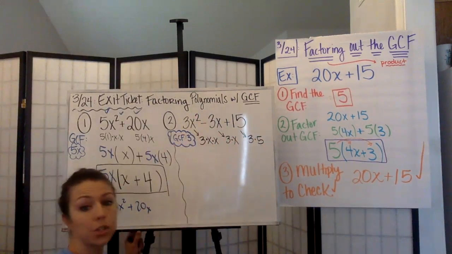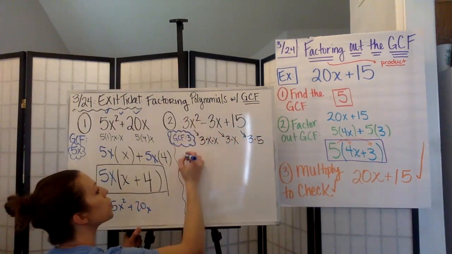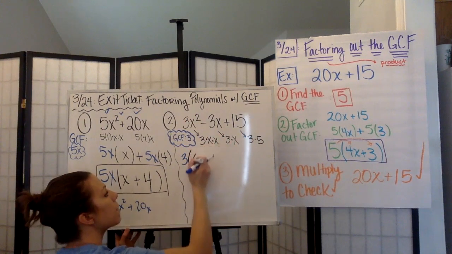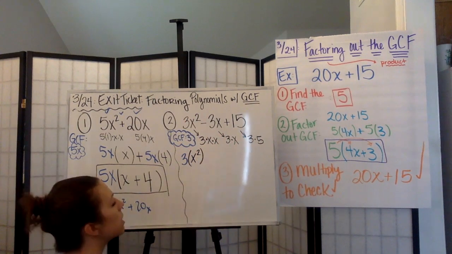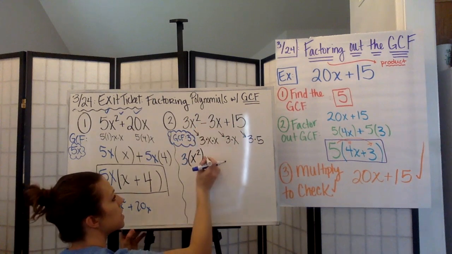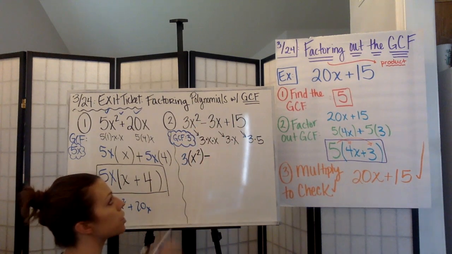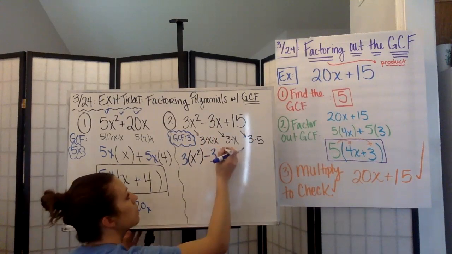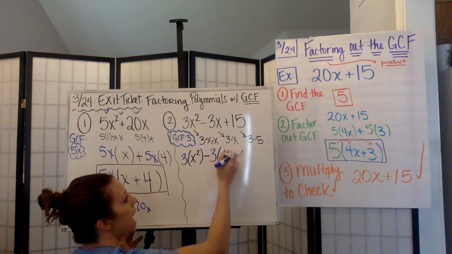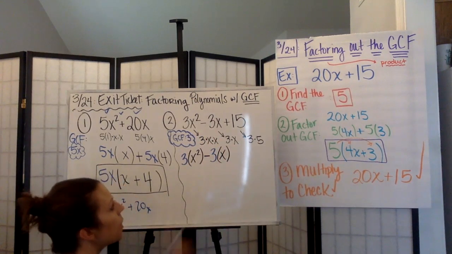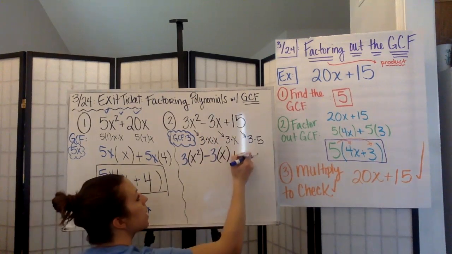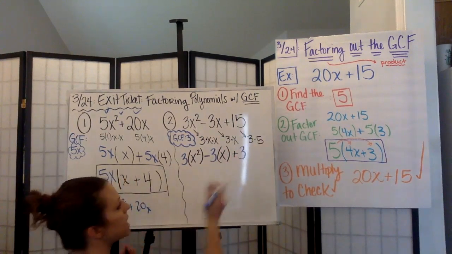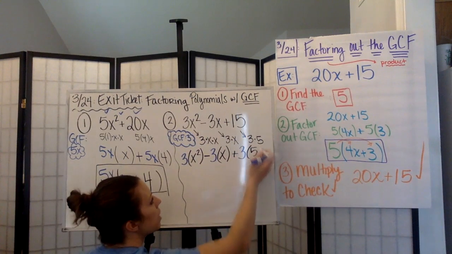So writing each term as a product. The first term is 3 times, when I take 3 out, I'm left with x squared. Maintain the structure. This is minus, take out the GCF again from the second term. 3 times, when I take out 3, I'm left with an x. Maintain the structure. This is plus, and then again, 3 times, when I take out 3, I'm left with 5.